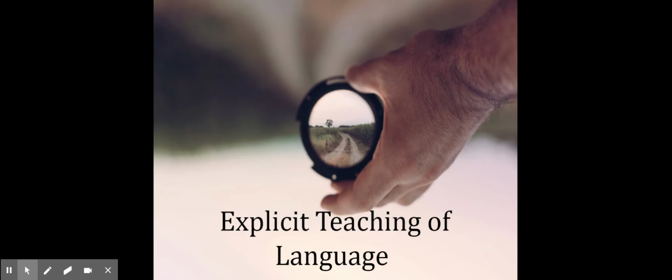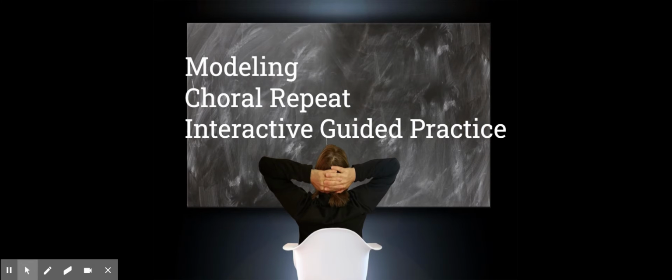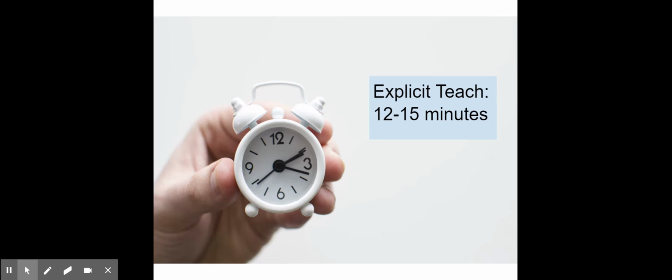So, three strategies that you saw during that lesson include modeling, choral repeat, and interactive guided practice. I'm going to unpack each of these in just a moment. However, I want to highlight that this mini lesson should only take 12 to 15 minutes. This is the I do portion of your lesson. So whether you're in an ELD class, a co-taught class, or a rigor class, this should only take 12 to 15 minutes and should be embedded in your mini lesson.